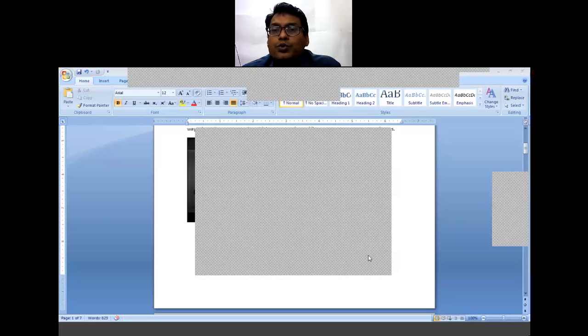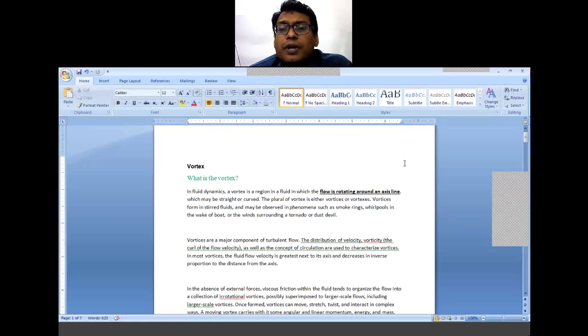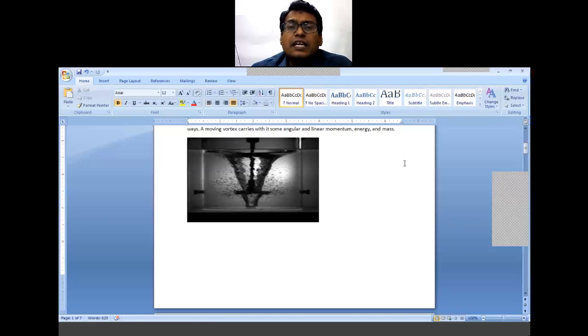Dear students, we are going to discuss the vortex in the agitation process. The vortex is nothing but the swirling of the fluid around the shaft, around the agitator. That is nothing but the flow rotating around the axis line. So you can see the fluid simply rotating around its axis, and that is the vortex.